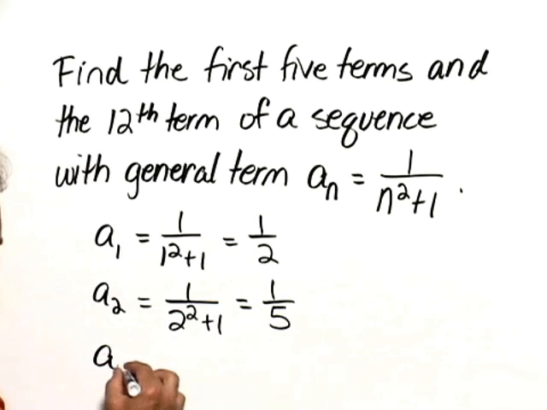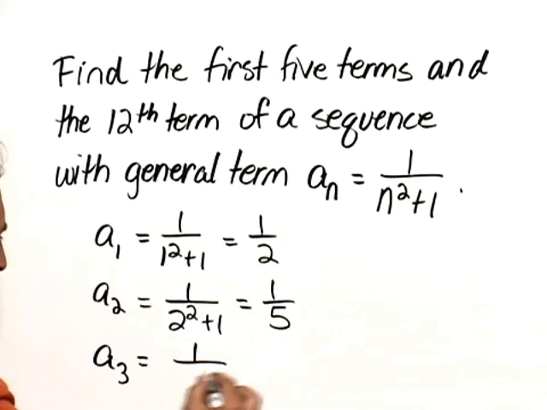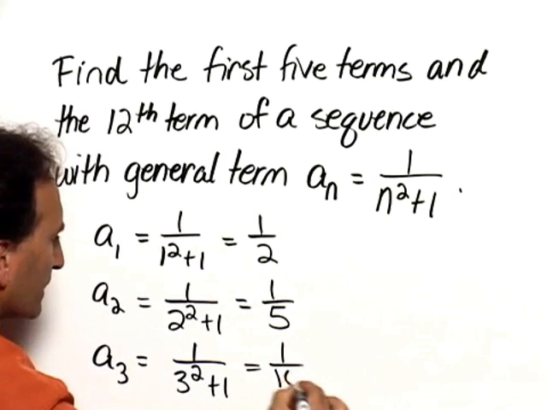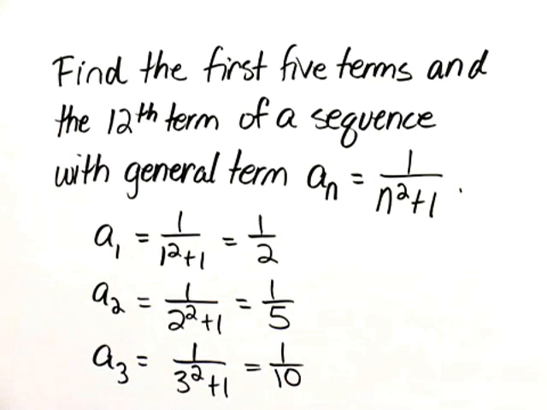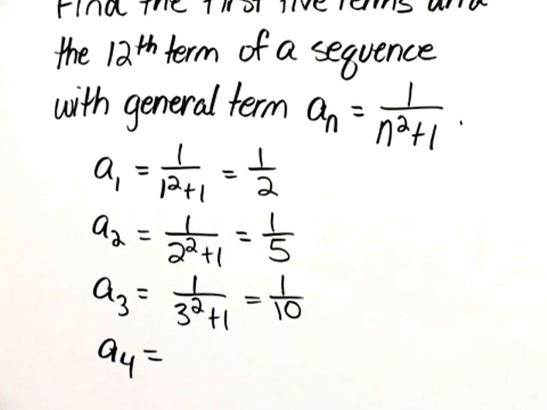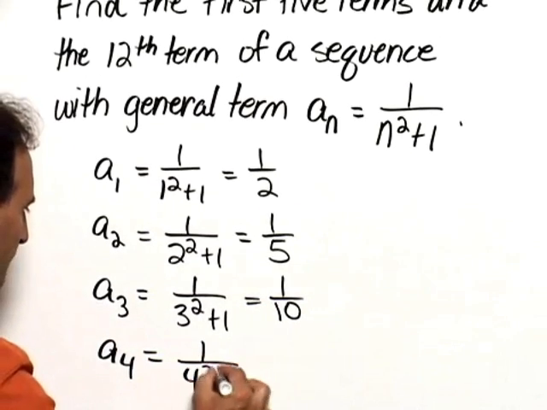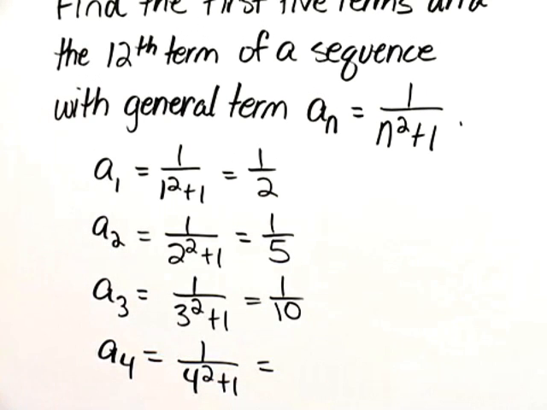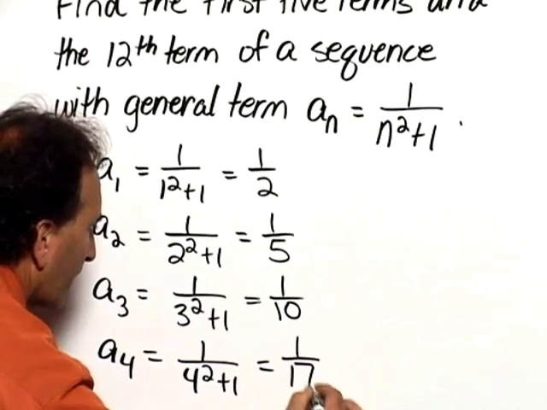A sub 3, the third term, would be 1 over 3 squared plus 1. That's 1 over 9 plus 1, or 1/10. And that's the third term. The fourth term, a sub 4, would be equal to 1 over 4 squared plus 1, which is 1 over 16 plus 1, which is 1/17.